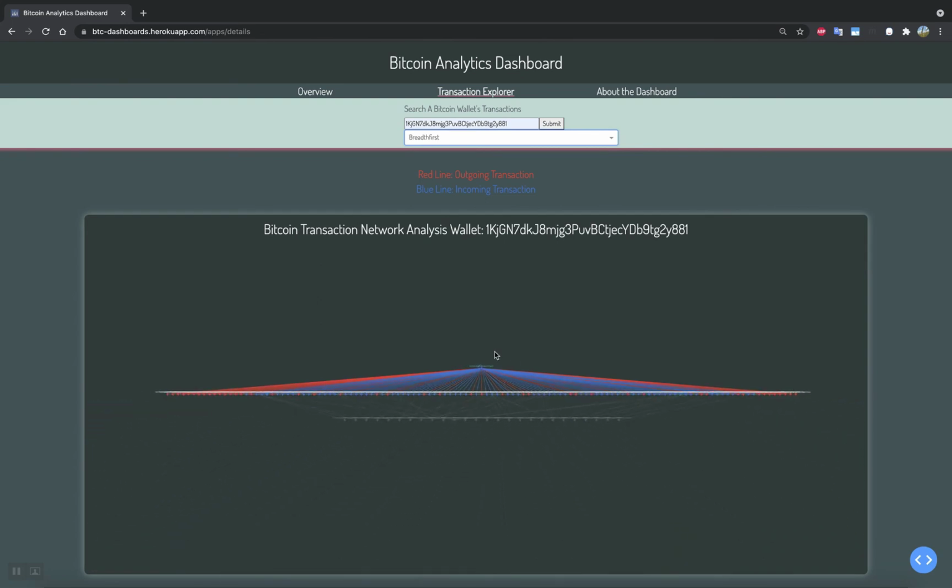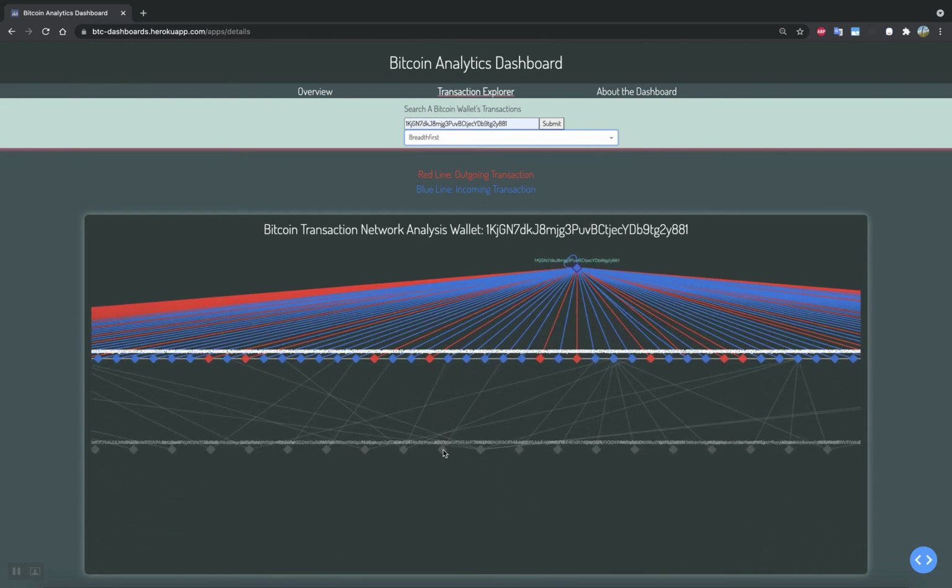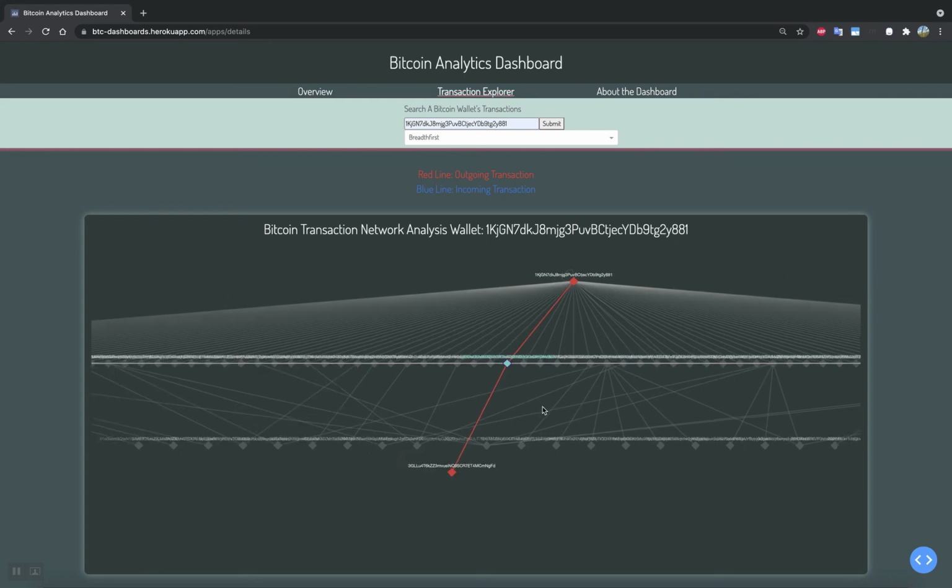This shows that any of these nodes here on the bottom were part of a transaction that involved this original wallet here, but did not directly send money to that wallet. So if we click right here, we can see that this node sent money both to the wallet that we are looking at and to this other unknown wallet that we haven't investigated yet.